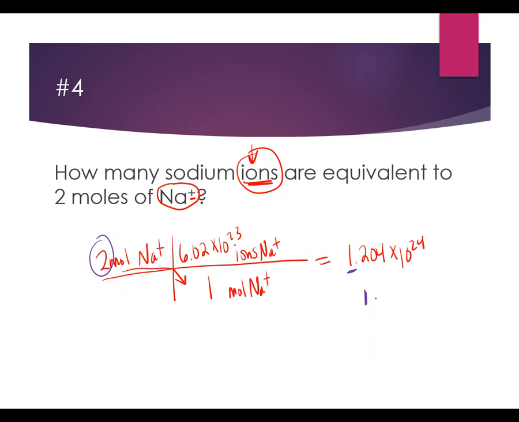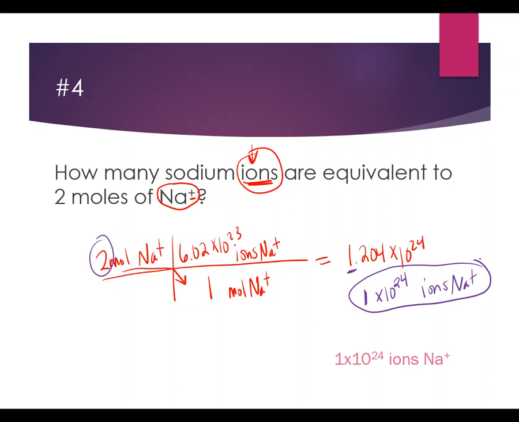We're going to leave it a 1. So it ends up being 1 times 10 to the 24th ions of sodium, to get the correct number of significant figures. Okay, so moles to particles or particles to moles, all of these involve only one-step conversions. This is setting up the dimensional analysis.